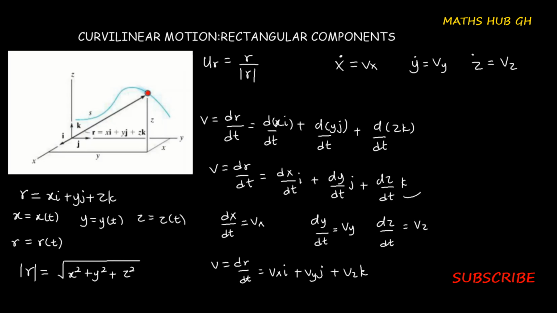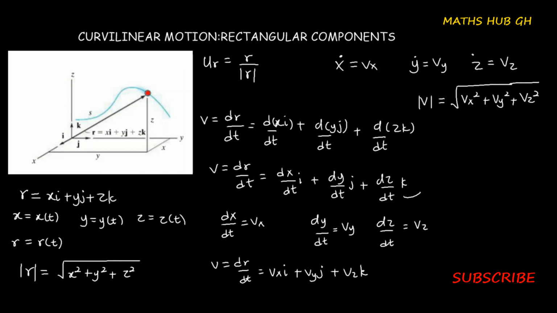You may be asked to find the magnitude of the velocity vector. Okay, so in that case, I'm going to have the magnitude to be equal to the square root of the component. Okay, so that will be vx squared plus vy squared plus vz squared. Okay, so this would be the expression for the magnitude of the velocity vector.